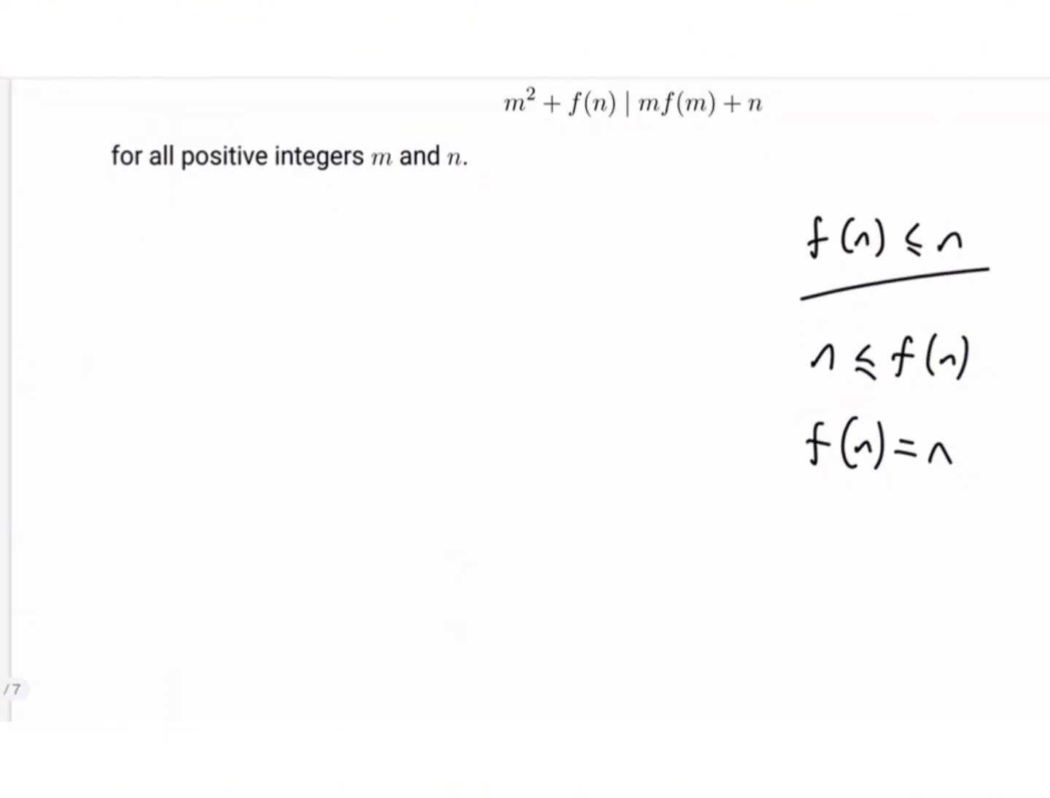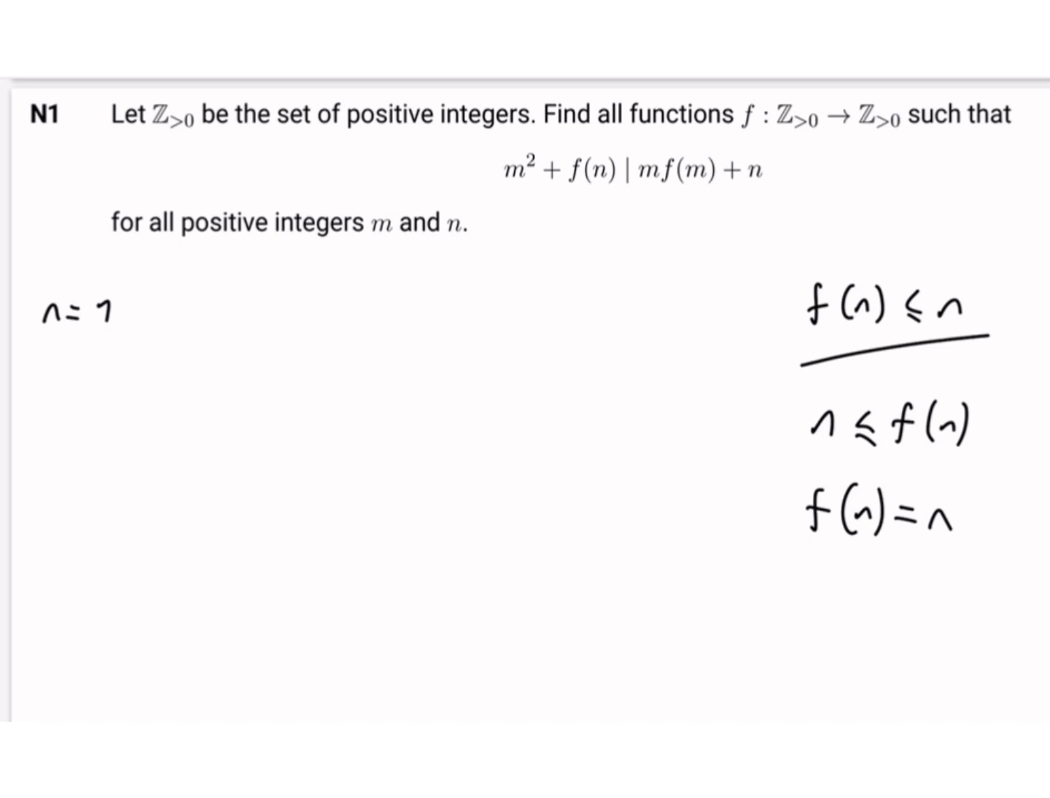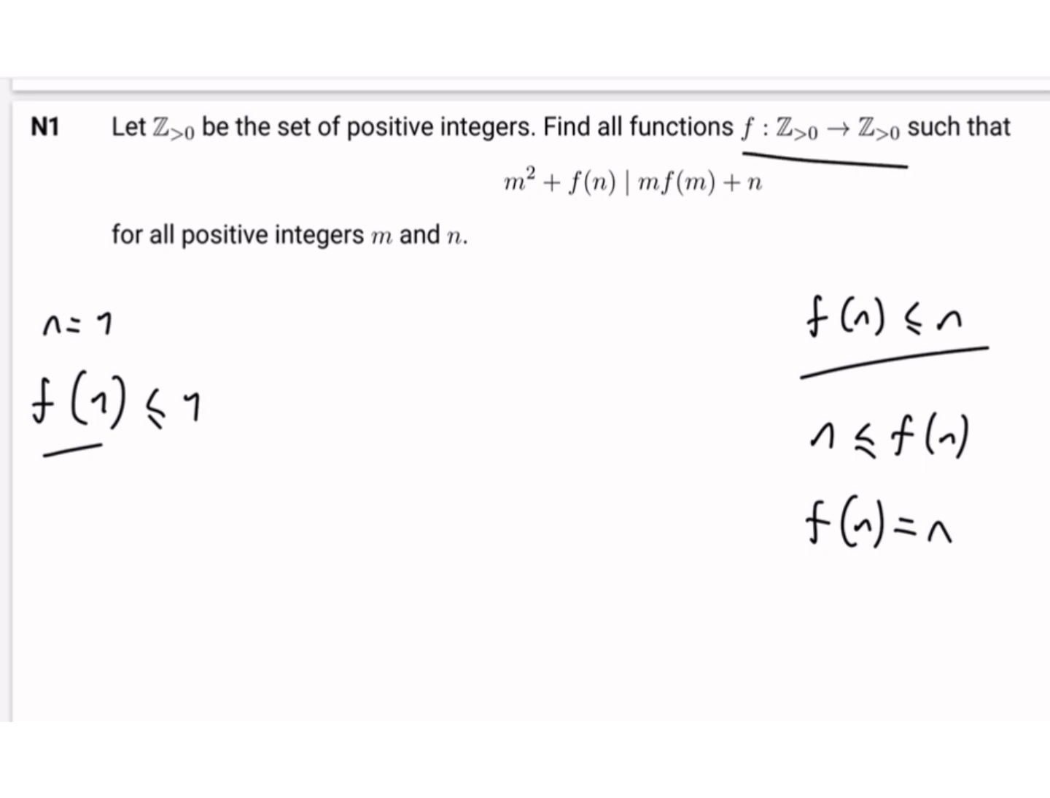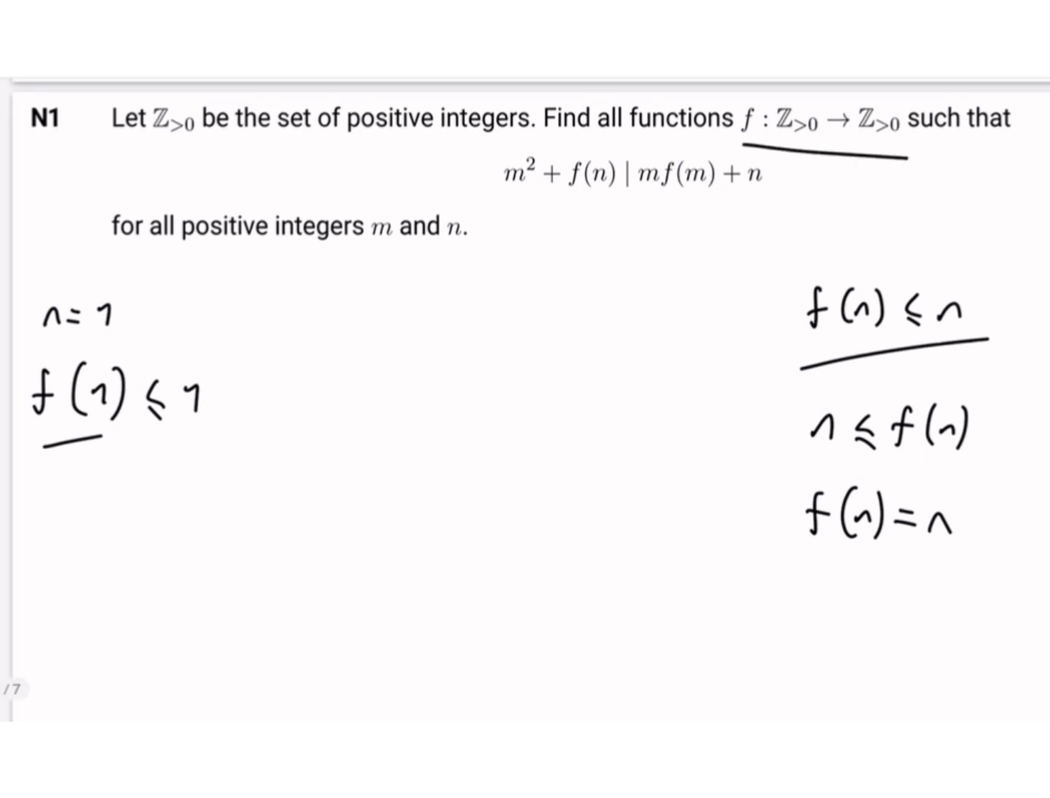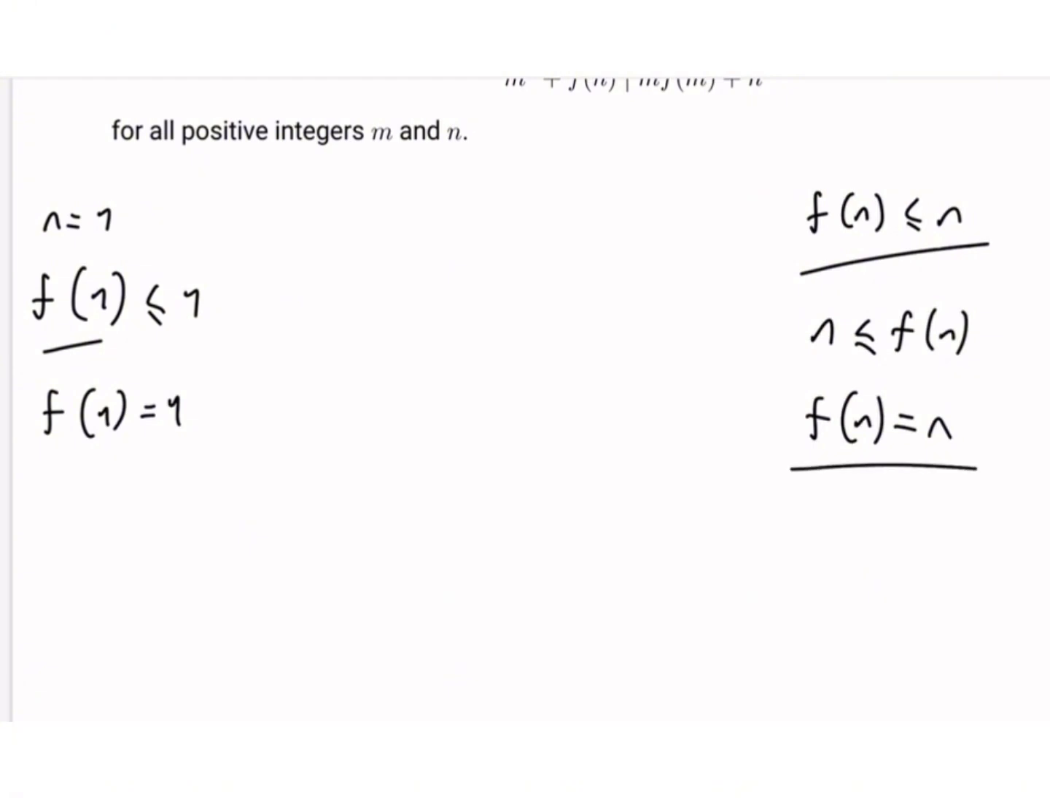Now for the case n equals 1 we kept. Remember that we didn't divide by n minus 1 in the first inequality, thus we can still use this fact to work with n equals 1. This shows f(1) is smaller than or equal to 1. But this function is defined from positive integers to positive integers. Thus, any number smaller than or equal to 1 that is still a positive integer is just 1. Thus, f(1) equals 1, which holds with the statement that f(n) equals n.